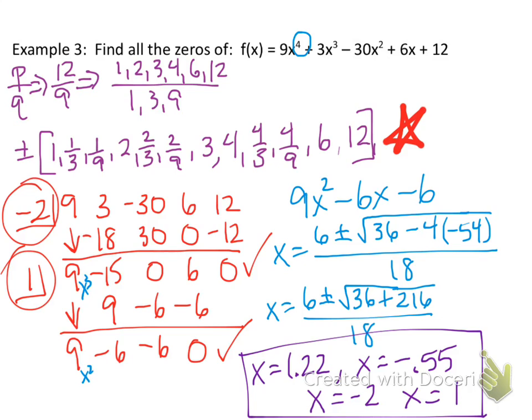Again, I can't stress enough, I want you to list the possible rational zeros, and then you need to prove using synthetic division, until you get it down to a quadratic, what those zeros actually are.